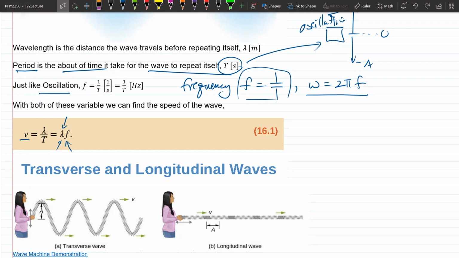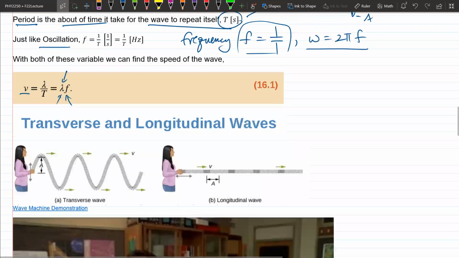Now there's even more new stuff to talk about. Remember this little string thing? What I did, I kind of wiggle my arm up and down, and that's what caused the wave to go forward.